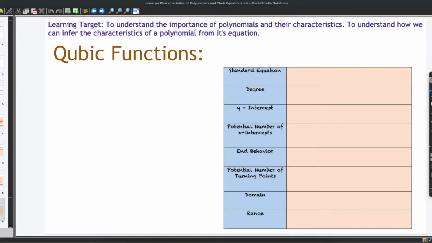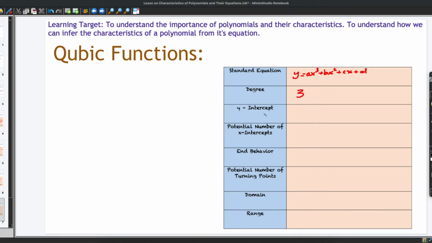Our standard equation is going to look like y equals ax cubed plus bx squared plus cx plus d. Okay, so we've got 3 different coefficients and 1 constant term. The degree, again, comes from the highest power of x, so there's no big deal. I'm saying our degree is going to be 3.